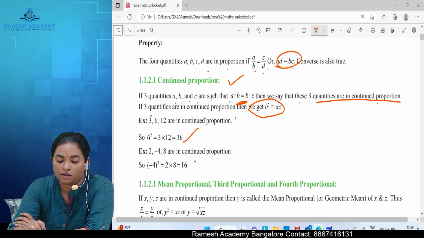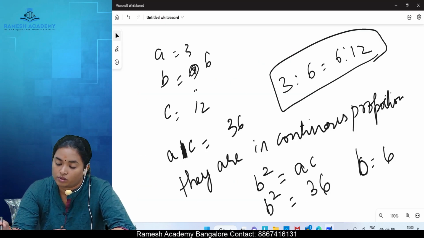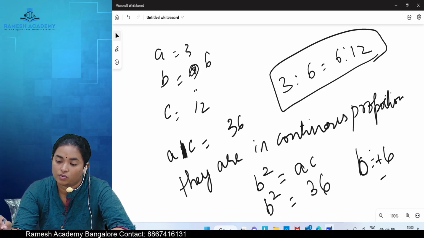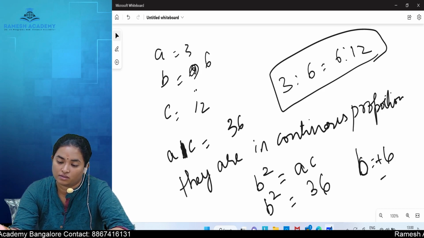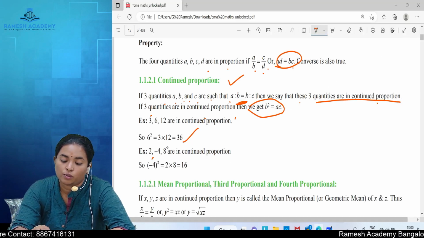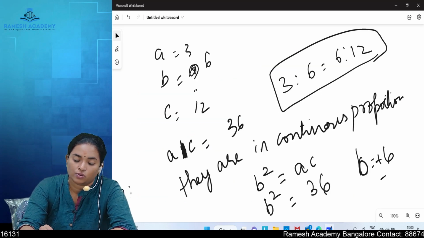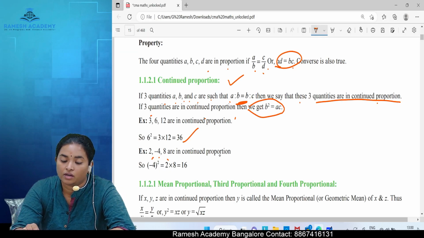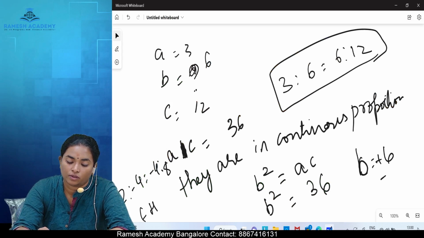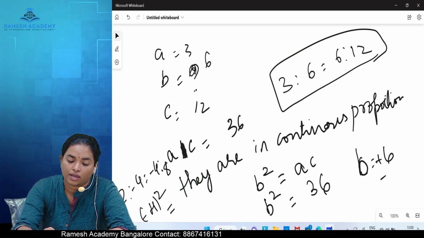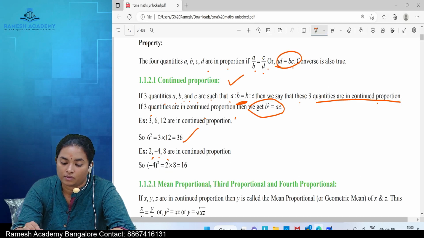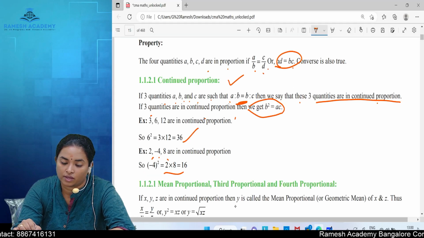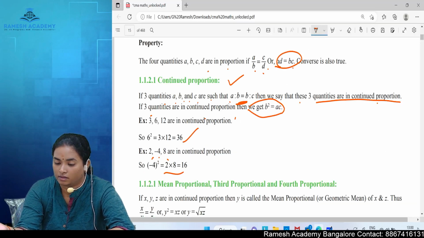One more thing, B square gives plus or minus, am I right? So which one do you have to take? You can take any one of them. Here is another example, 2, minus 4, 8. That means 2 is to minus 4 is equal to minus 4 is to 8. Now they are in continued proportion. So what is the value? The square is equal to A and C, which is 16. So you get 4 square is equal to 16. So you can give either plus or minus in such a case.